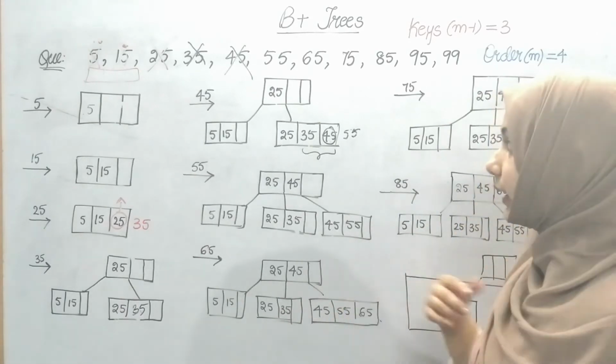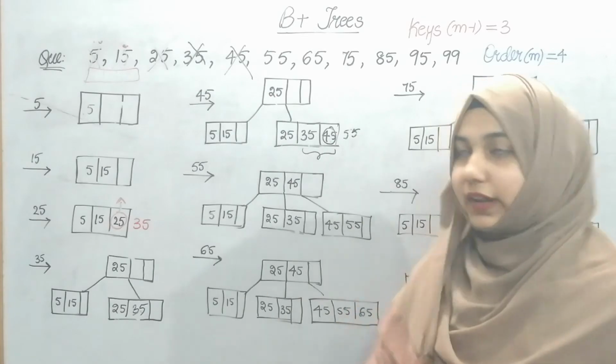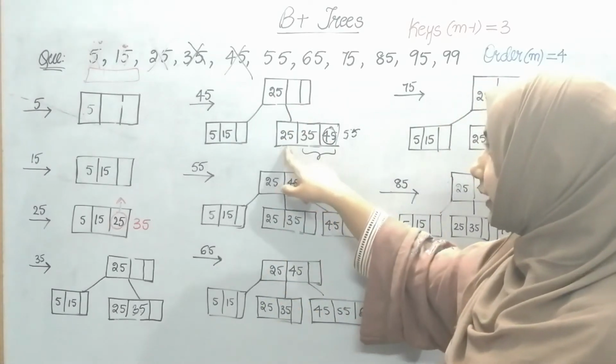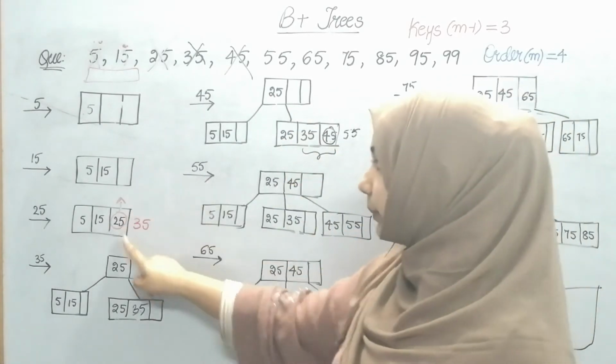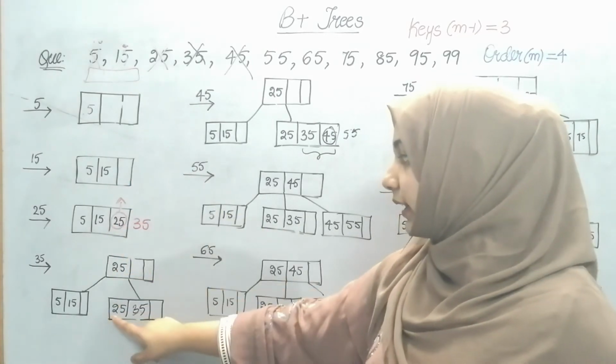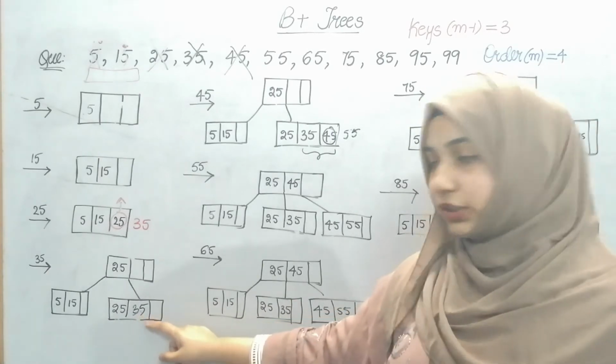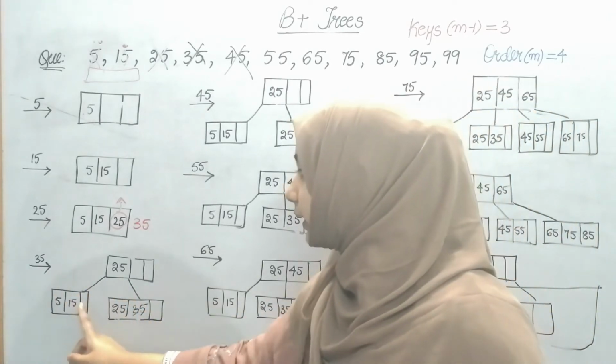One more point I need to say here is that in some textbooks you find that you have written 25 here, right? Here we had split, right? So 25 is going up. So 25 came here, and 25 and 35 we are writing on this side. Okay? But in some textbooks you will find that 25 can also be written at this place.